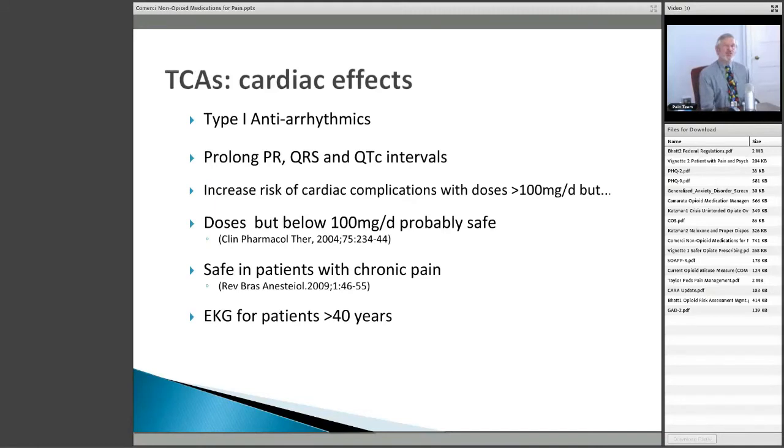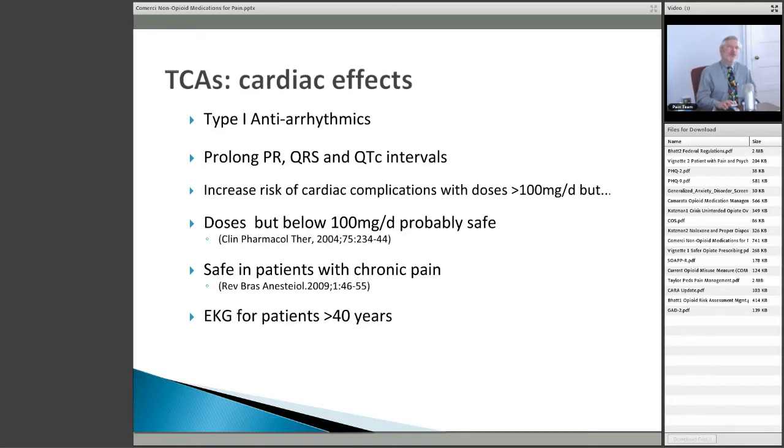So just to remind you, tricyclics, the thing we fear the most is their cardiac side effects. These are type 1 antiarrhythmics. For those of you that are old enough to remember procainamide and quinidine, that's the category they are in. They prolong all aspects of the electrical cardiac cycle, the PR, the QRS, but most importantly, the QTC interval. And therein lies the complications.